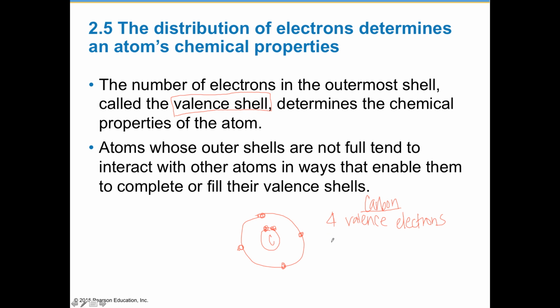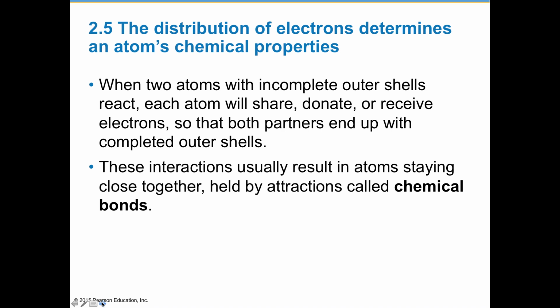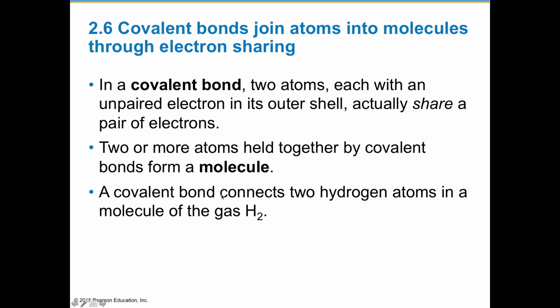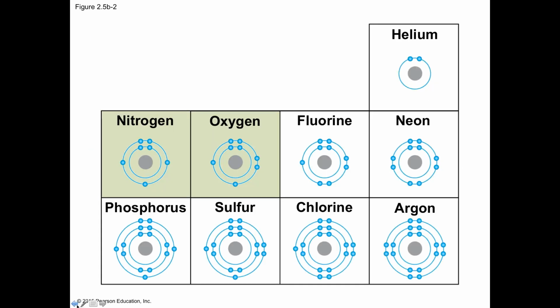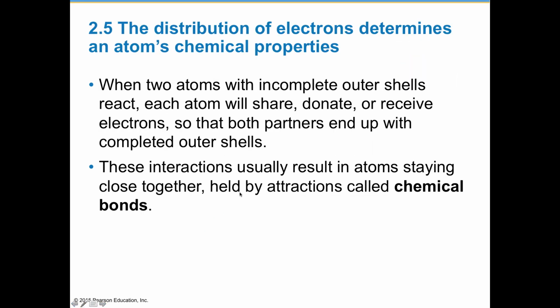However, carbon wants 8 valence electrons, right? So it's going to have to bond with other atoms to get those 8 valence electrons. All right, so these interactions, oh, my slide moved too fast. Those interactions are called chemical bonds, and they are basically interactions that usually result in atoms staying close together. So we're going to look at the different types of chemical bonds.